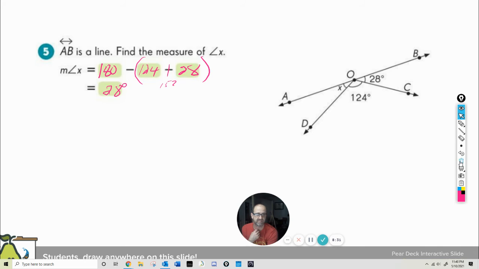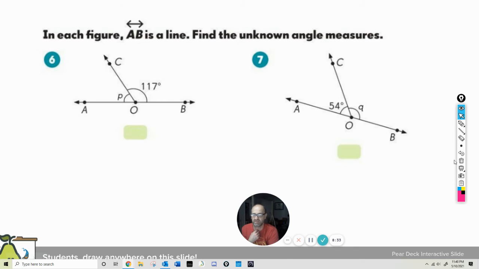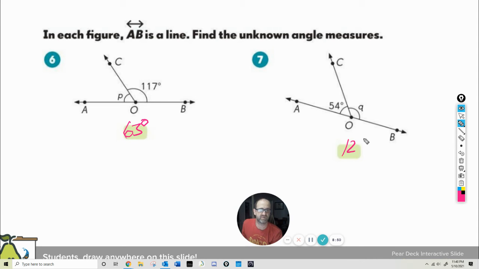All right, excellent. Moving on. All right, same concept right here. You're doing 180 minus the given figures. 63 degrees, good, and 126 degrees, good.